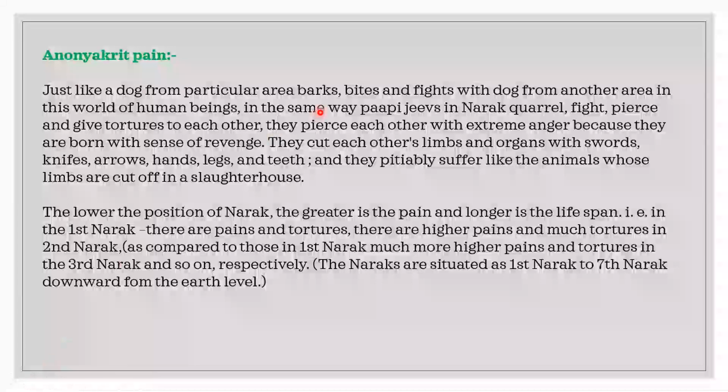And the next type of pain we saw is Anyakrut pain. So here it says that like in Manushya-lok you have street dogs, and these street dogs are constantly barking, fighting against street dogs from other regions. Similarly, the Jeeves of Narki, whenever they see another Jeev, because there is always a sense of revenge and krodh, immediately want to fight against them. And because of that, they fight against each other, cut their organs and so on and so forth. It's almost like slaughterhouses. Like the slaughterhouses in Manushya Lok, it's almost like that in the Narkavas. So this is Anyakrut pain.